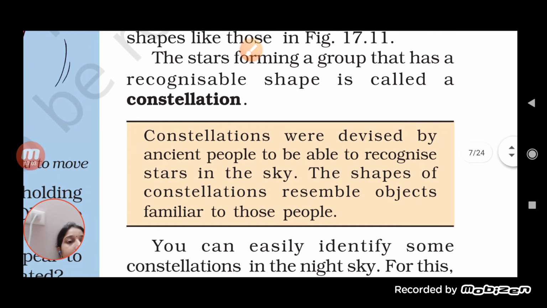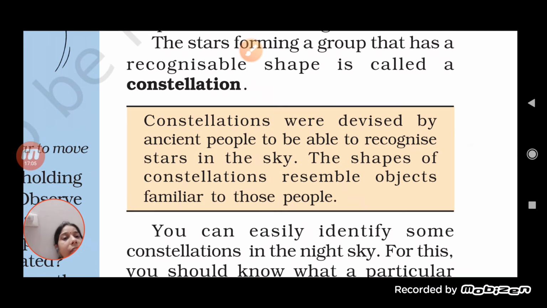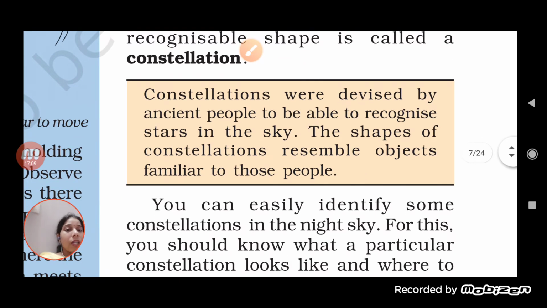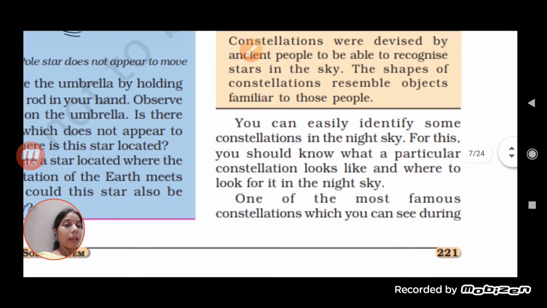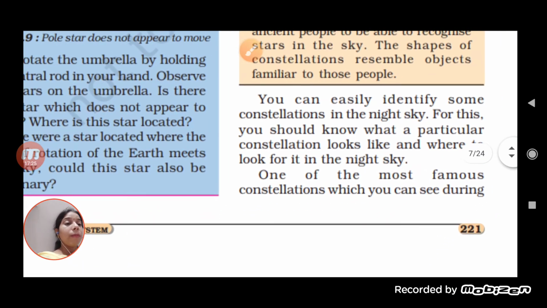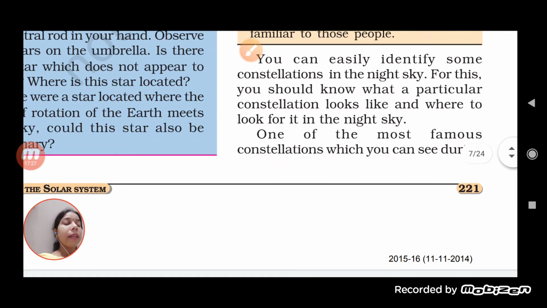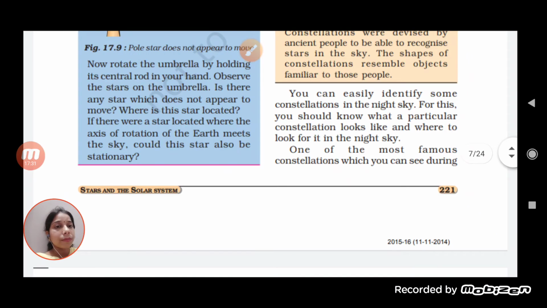Here it is written that constellations were devised by ancient people to recognize stars in the sky. The shapes of the constellations resemble objects familiar to those people. You can easily identify some constellations in the night sky. For this, you should know what a particular constellation looks like and where to look for it in the night sky.